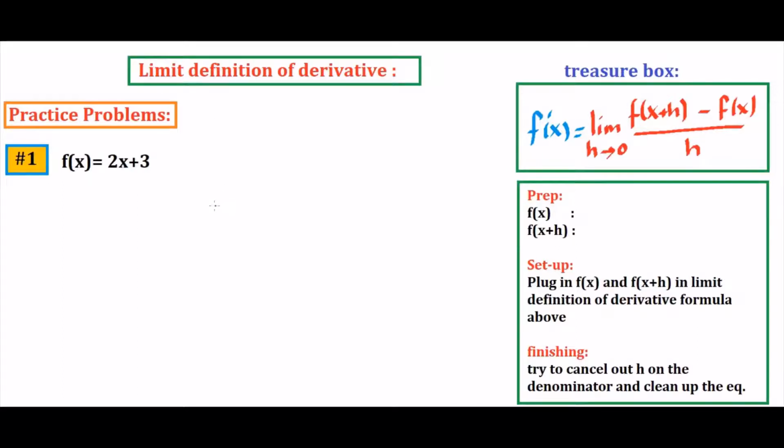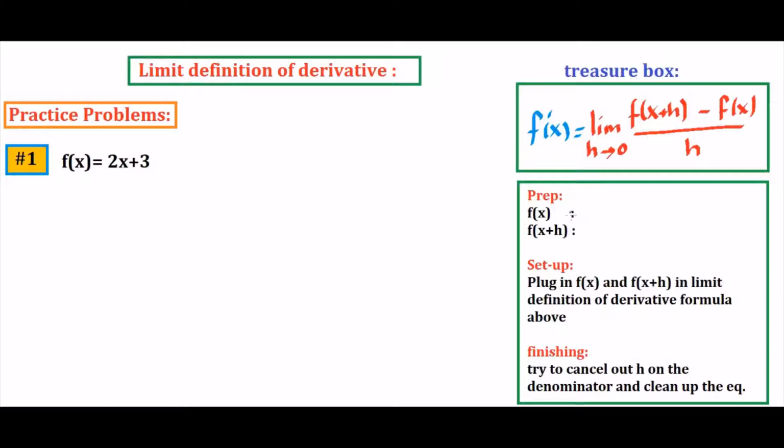Hello everybody. In this video we're going to learn the limit definition of derivative. We're going to do practice problems and master the topic. Here I have prepared the limit definition of derivative formula. So f prime of x is equal to the limit as h approaches 0 of f of x plus h minus f of x over h.